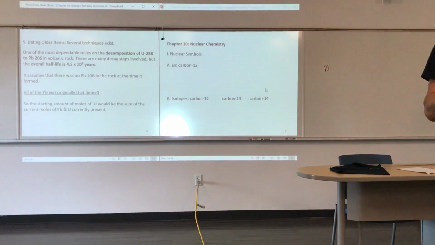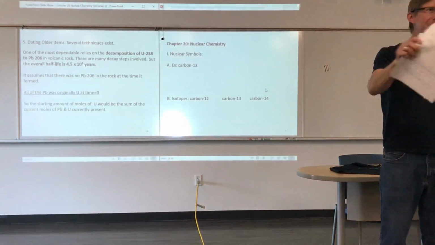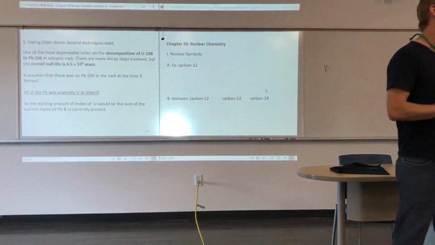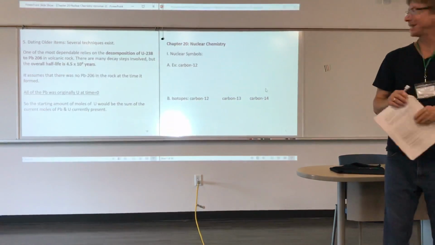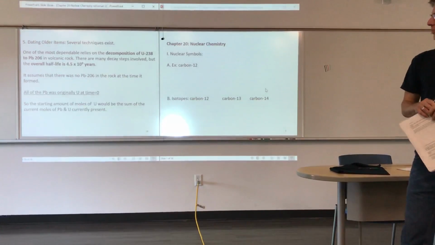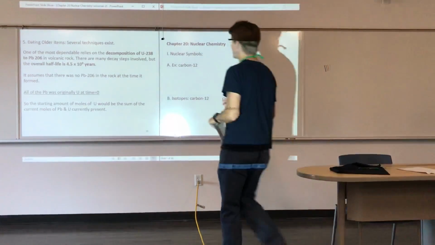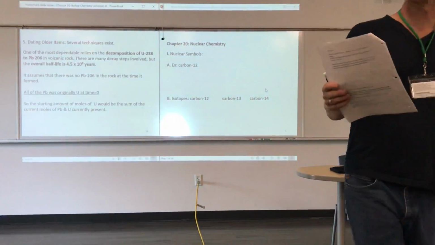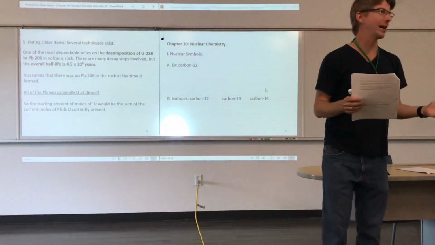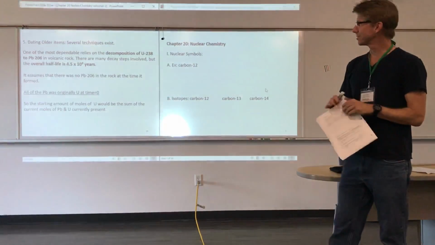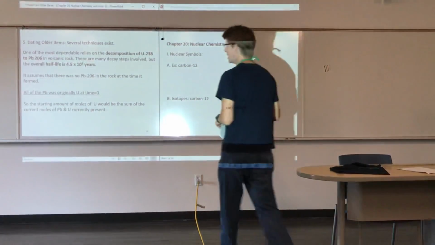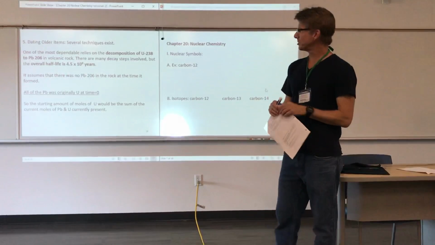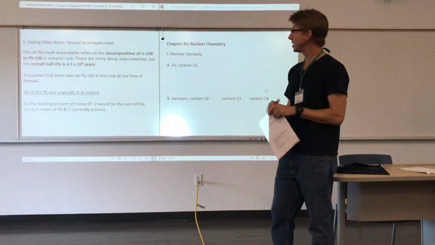Similar to radiocarbon dating, if the half-life is 5,700 years, it can date things in and about that range. If the overall half-life for the process is 4.5 times 10 to the 9th years, it can date things of about that age. And it assumes that there was no lead-206 in the rock that contained the uranium-238 at the beginning of the process. If you remember, there are certain assumptions that go into these calculations no matter what, and this is one that goes into the uranium-238. So all of the lead was original uranium at time equals 0. The starting amount of moles of uranium would be the sum of the current moles of lead and the current moles of uranium.